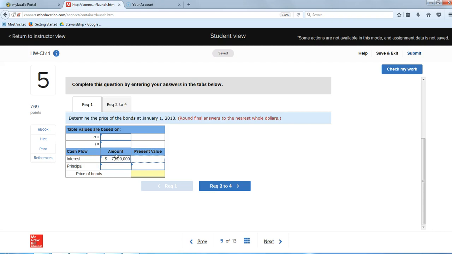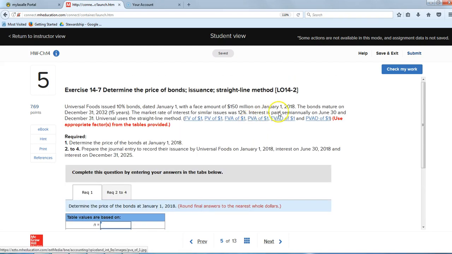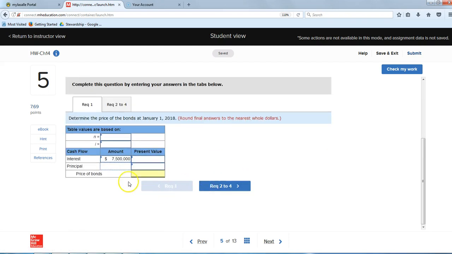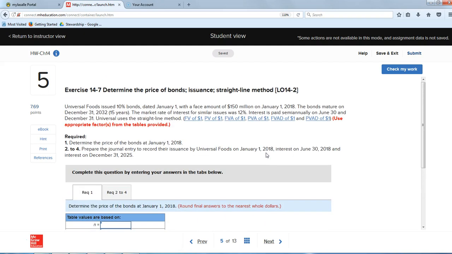Every 6 months, Universal will pay its bondholders $7,500,000 in total. Principal is the face amount of the bonds. To find present value of these cash flows, we should use discounting factor from tables. On the tables, we need to know number of periods to discount and interest rate to discount.